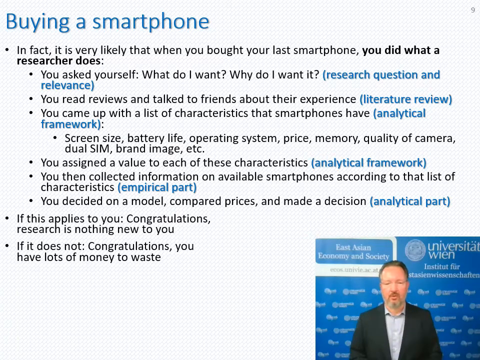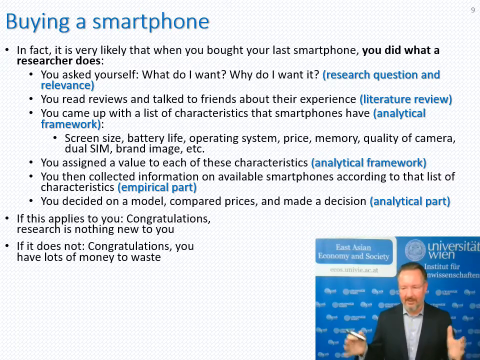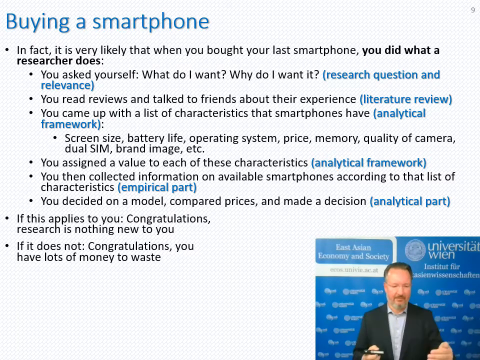Then you collect information on available smartphones according to that list of characteristics. Again, not every one of you wrote that down. I would actually do it, being a scholar. That's how I bought my last notebook computer, actually. But I think, again, somewhere in your brain, you have done this anyway. You collect the information and then you compare. That would be the empirical part. This is where you collect information according to a predefined structure. And then finally, you take all these results together, decide on a model, and then look at prices, and then finally go ahead and buy it, right?